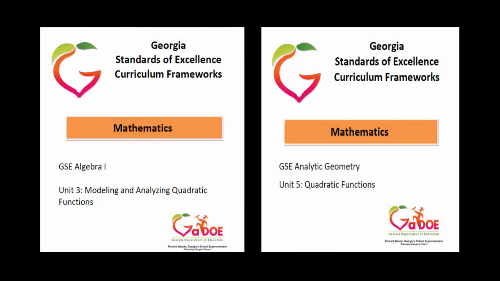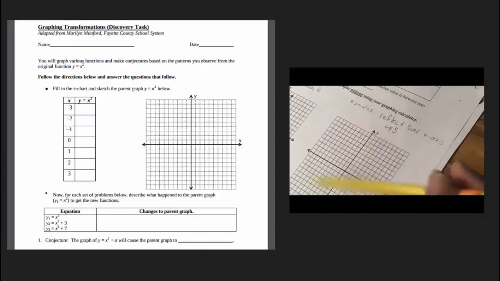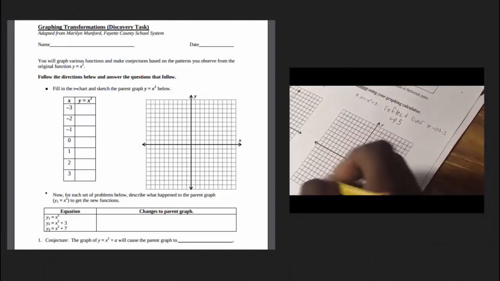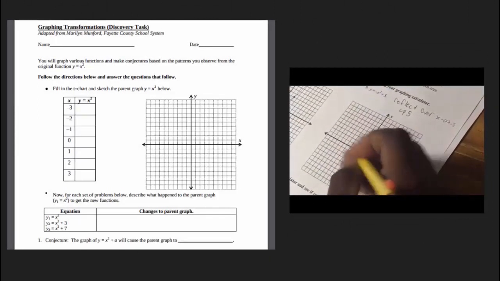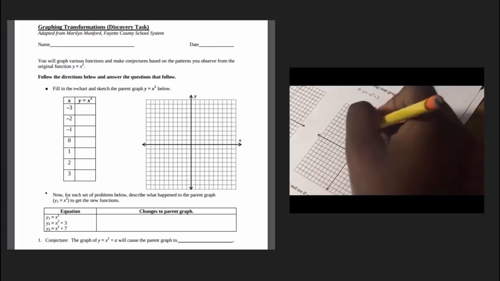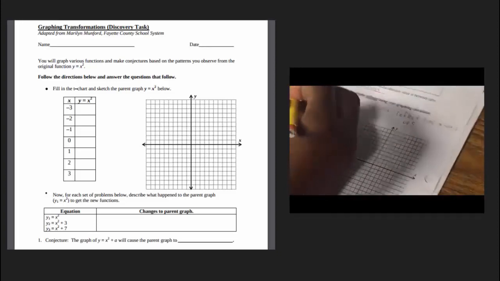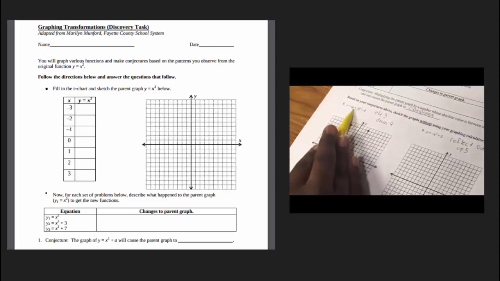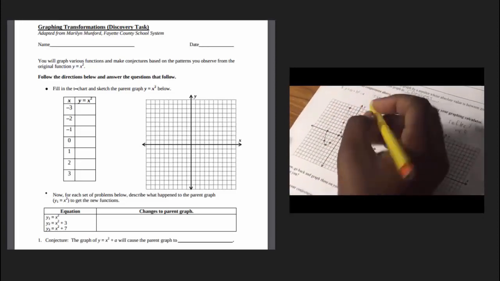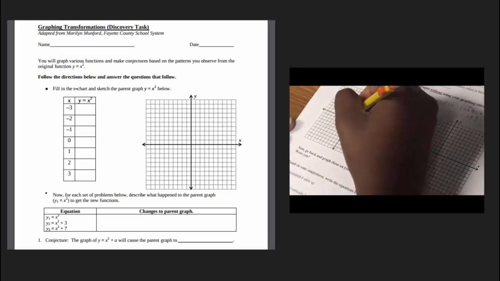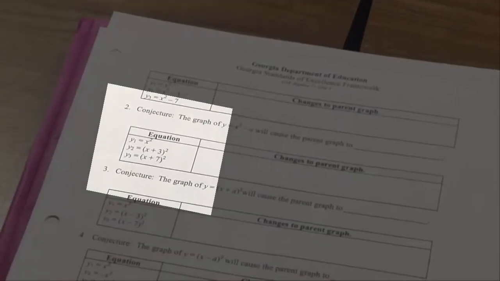In the following clips, students are working on the task graphing transformations from the Algebra 1 Unit 3 frameworks and the Analytic Geometry Unit 5 frameworks. This task works hand in hand with exploration activities such as the previous Desmos activity and asks students to make conjectures about function transformations, in turn helping students solidify their understanding of the connections between the equations of the functions and their corresponding transformations.